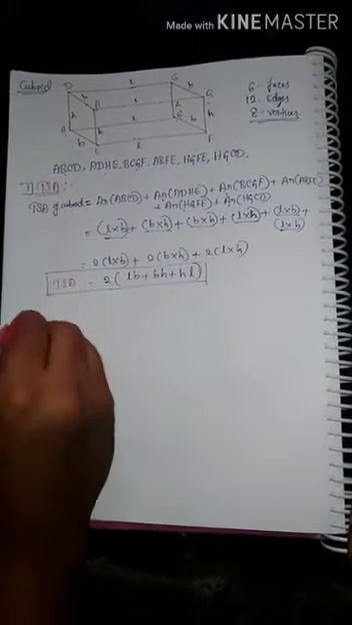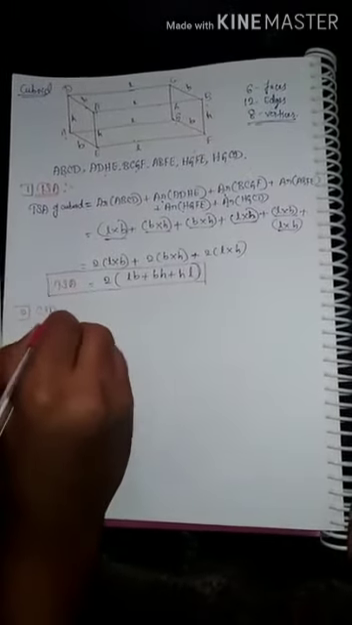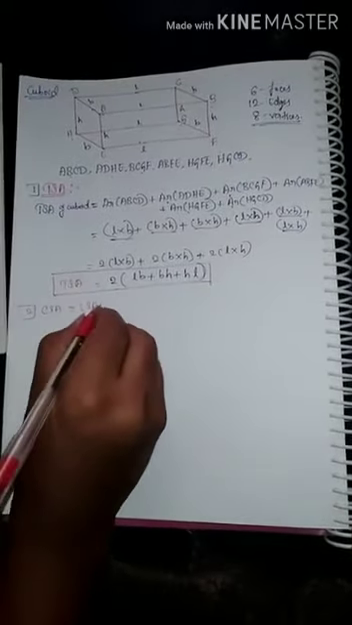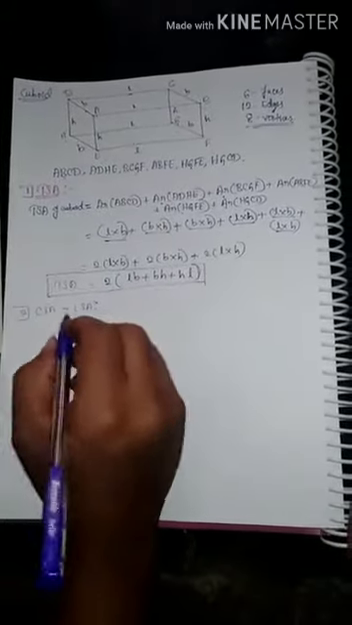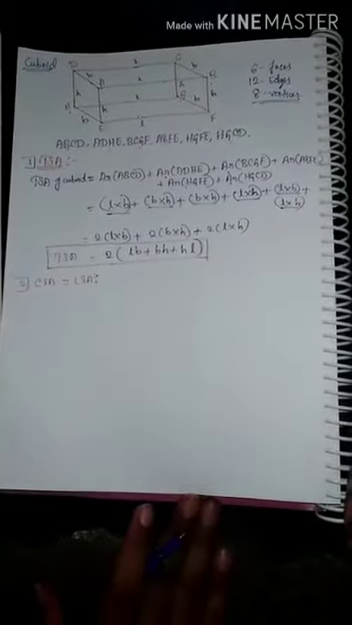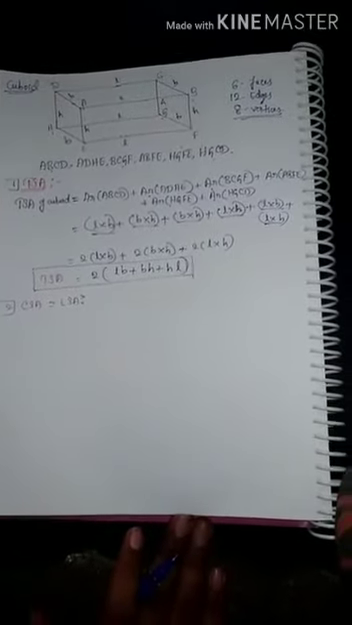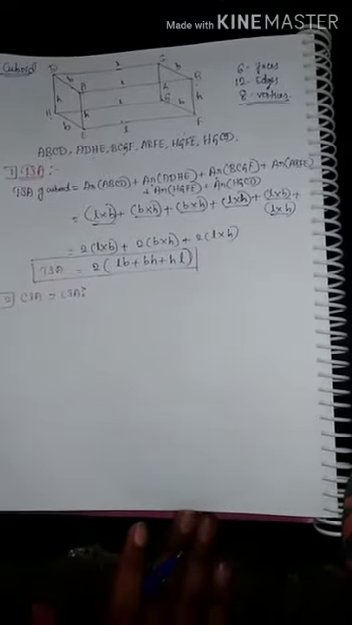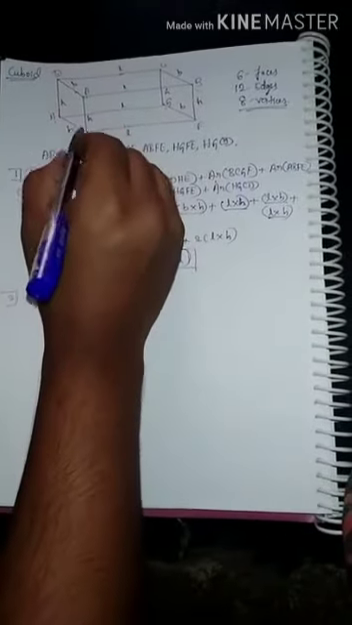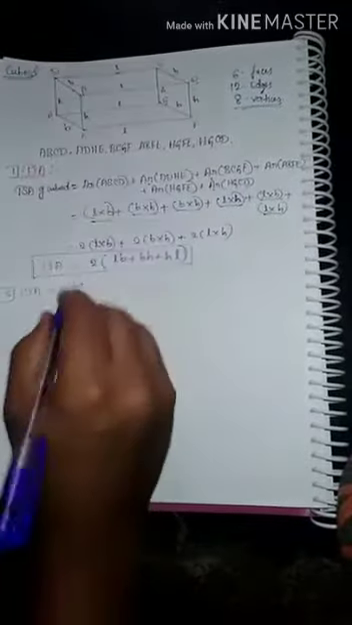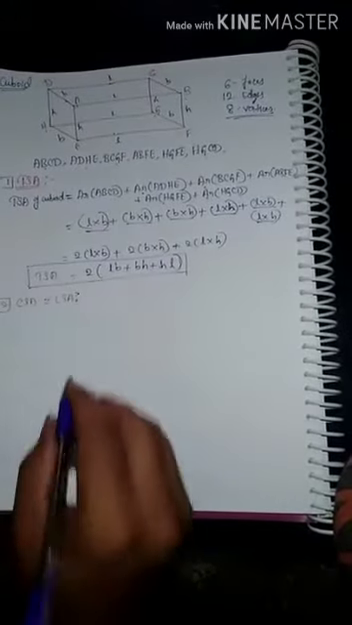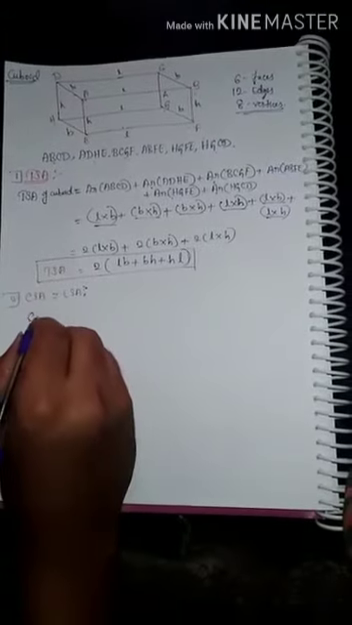The next one, CSA or LSA. So what is LSA? What is the definition of LSA? The lateral surface area of an object is the area of all the sides of the object excluding its base and top. Here don't consider the base EFGH and top ABCD. So only consider the four side surfaces.